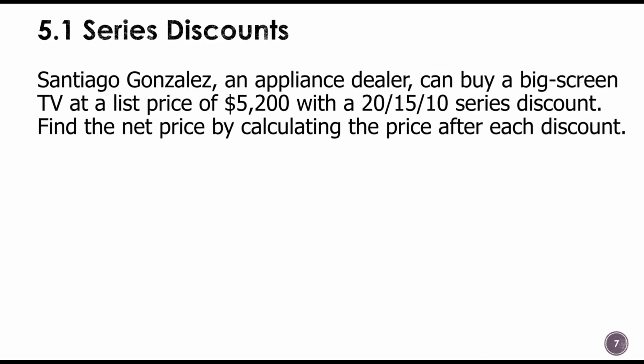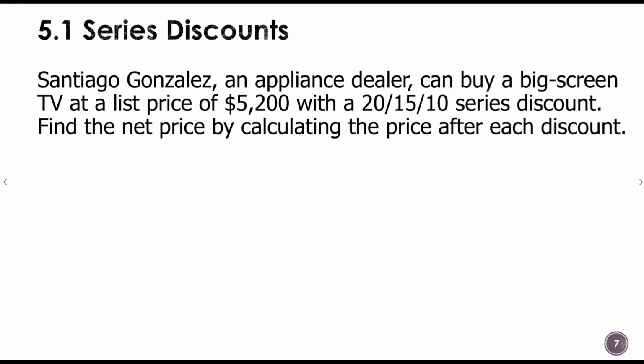All right, so on the first one it says Santiago Gonzalez, an appliance dealer, can buy a big screen TV at a list price of $5,200 with a 20-15-10 series discount. Find the net price by calculating the price after each discount. This is the long method that I told you about, but that's okay because it's nice to kind of see how this works, and then you will appreciate the quick method so much more.